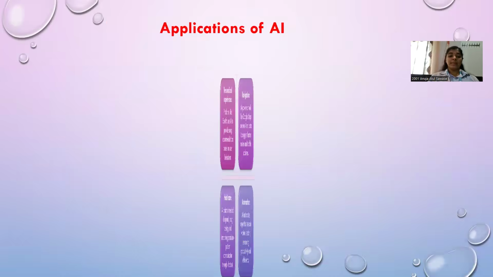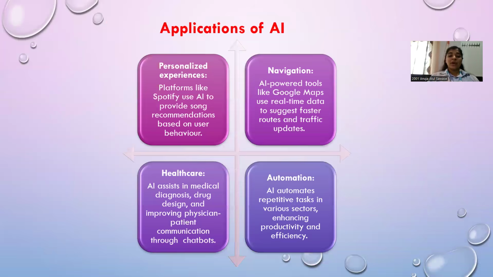Then the next slide is applications of AI. There are four applications of AI: personalized experiences, navigation, healthcare, and automation. First is personalized experiences. Platforms like Spotify use AI to provide song recommendations based on user behavior. Then navigation. AI-powered tools like Google Maps use real-time data to suggest faster routes and traffic updates.